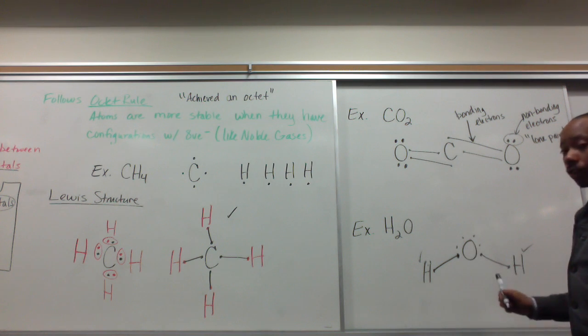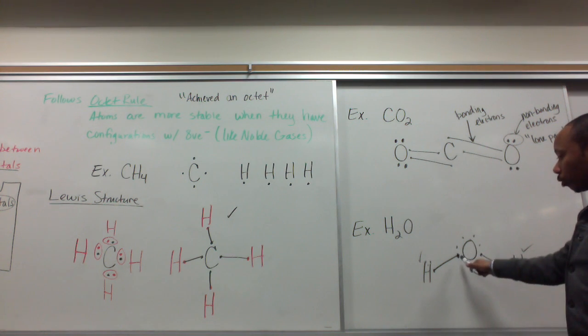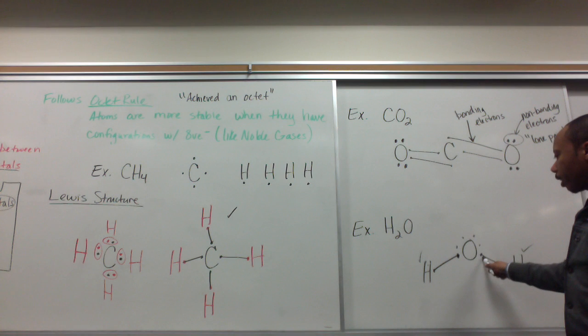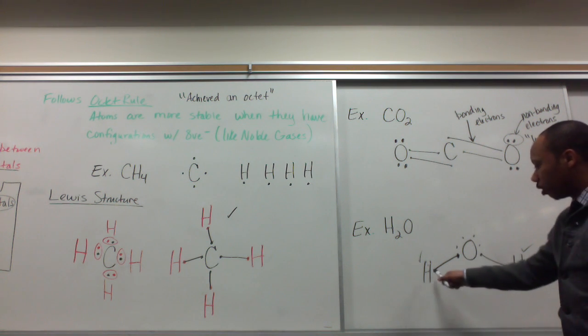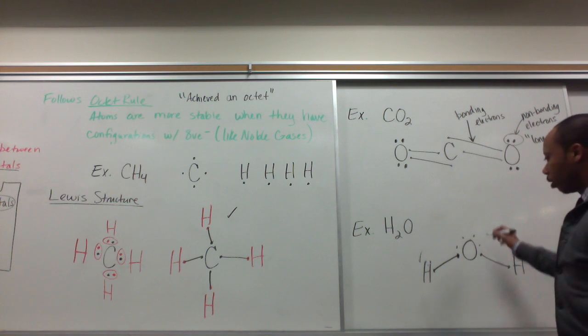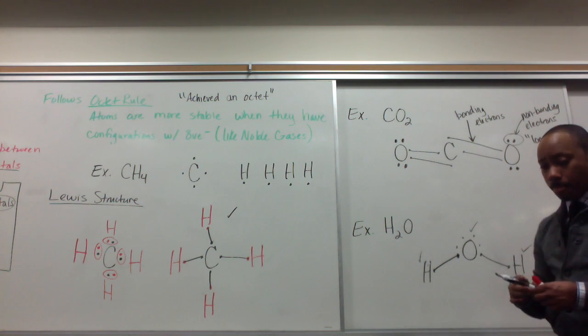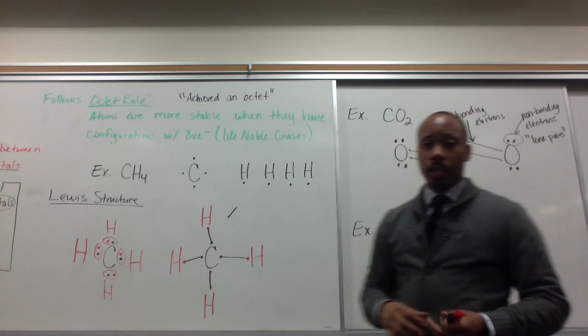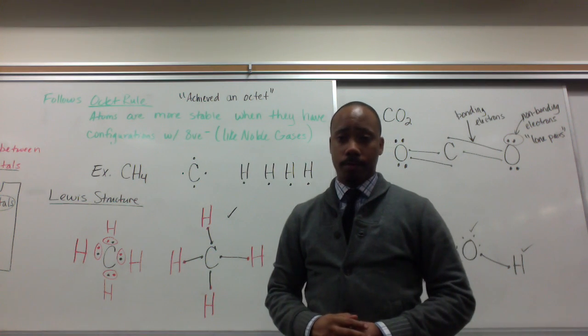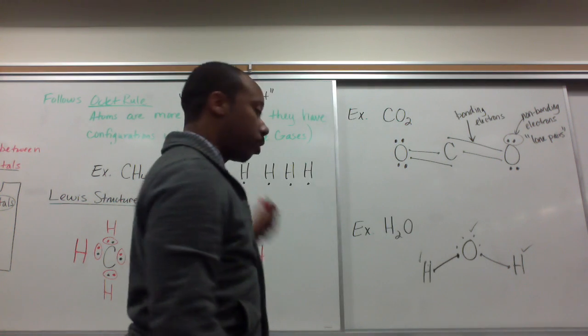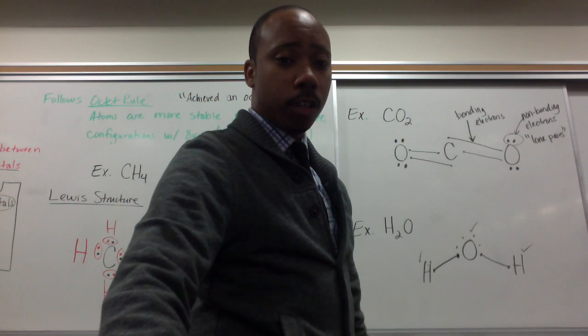Oxygen, let's count its electrons up now. It has its original 6, 1, 2, 3, 4, 5, 6, plus the 2 that it's sharing with the hydrogens, 1, 2, totaling 8. So oxygen is satisfied as well. This is covalent bonding using the octet rule. And these are Lewis structures. Know them, study them, take notes on it, gentlemen.